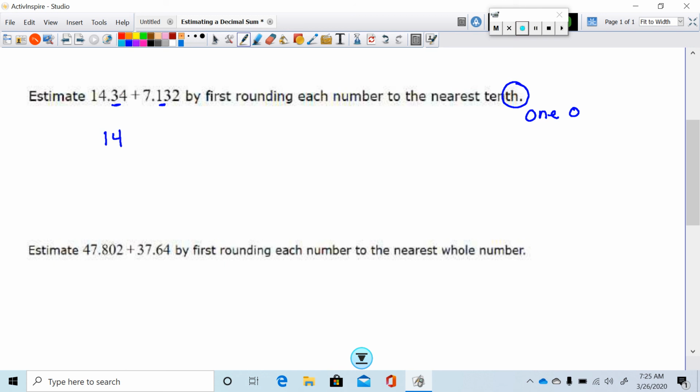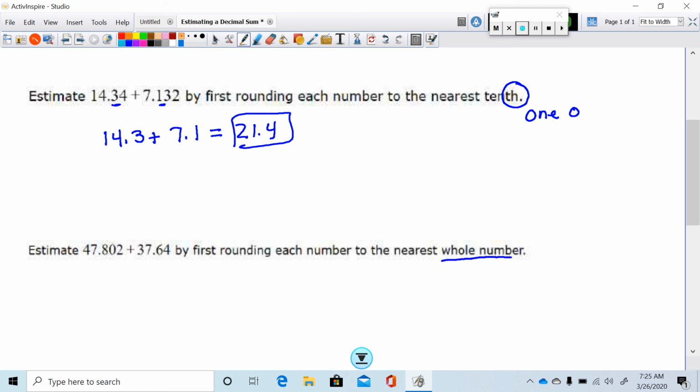so it stays 14.3. Plus the number after the 1 is a 3, and that's not 5 or larger, so that stays. So if it's not 5 or larger, you leave it alone. So that's 21.4 when you add it.